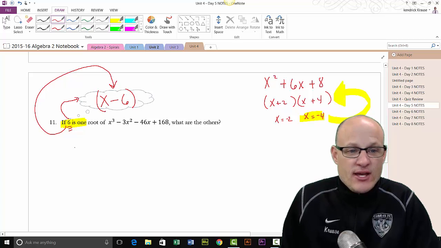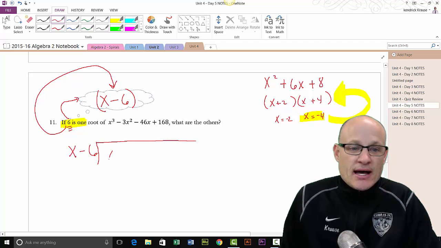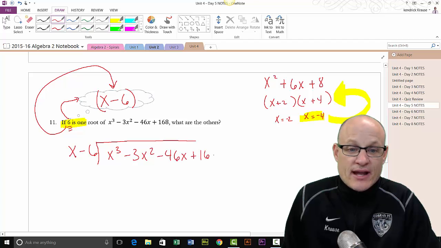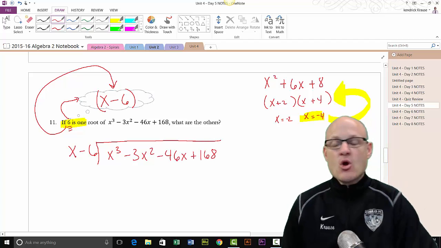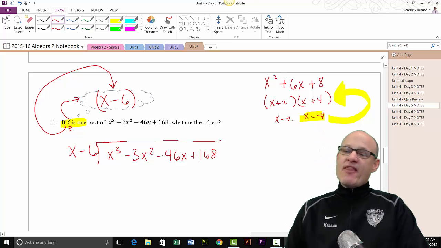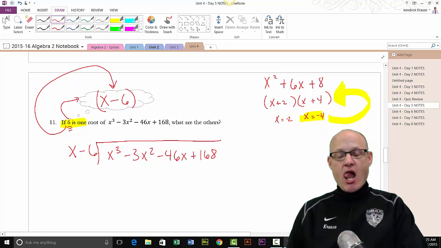So now when I do my division, I'm going to do x minus 6 divided into x cubed minus 3x squared minus 46x plus 168. Woo! 168! That's huge!